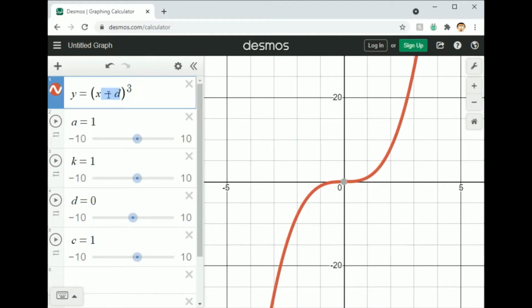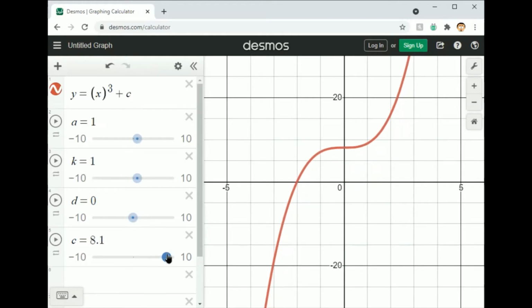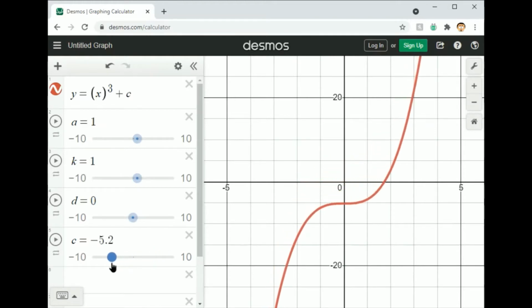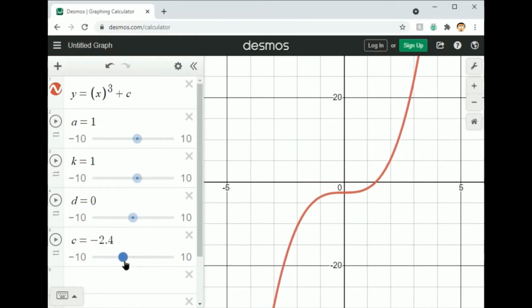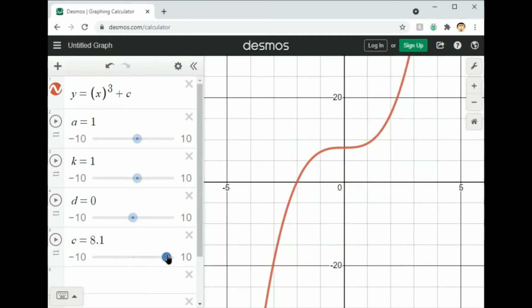Now let's remove that. And I'll put a C at the end. And again, I'm going to start this one at 0. And you can see that as C gets larger, as we add numbers at the end, it goes up. And as we subtract numbers at the end, it goes down. Up, down.